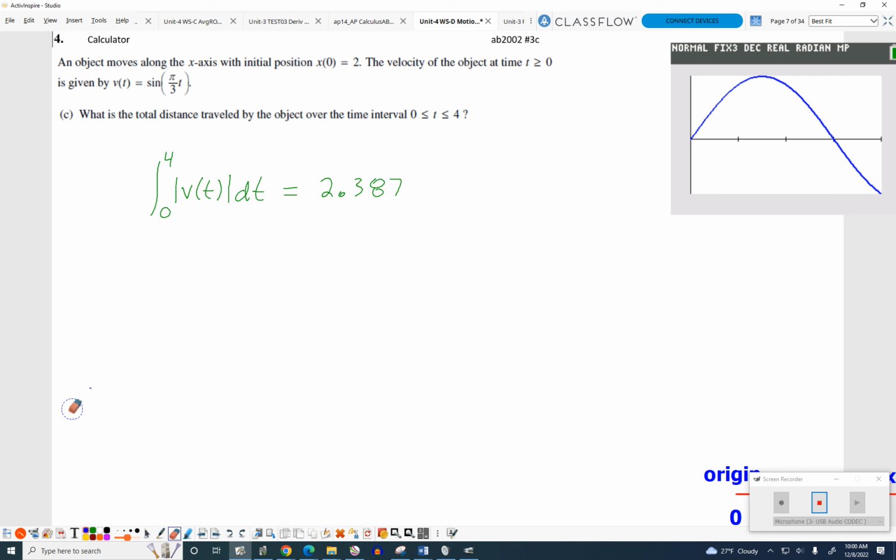In the buff packet, it had a little statement that said, if you want to calculate the total distance traveled by an object, you should integrate the absolute value of the velocity. So that's it. Just integrate the absolute value of the velocity and write it down. This is the money problem on the test. This is worth 3 points. Just for that, maybe 2, I can't remember. That's it. Just do it.